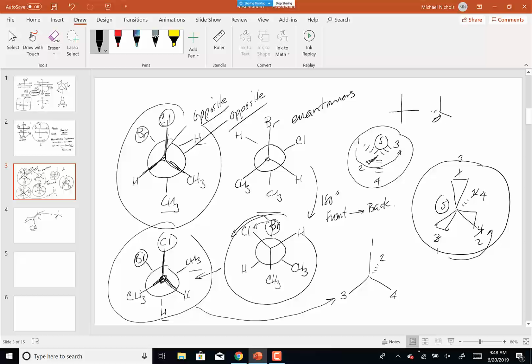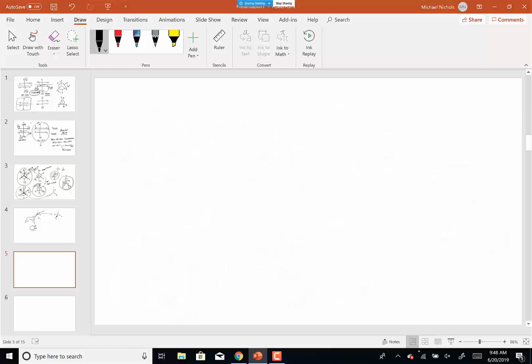So that's the chirality. And also basic definitions, I could also ask you, for instance, what physical property is different with enantiomers?